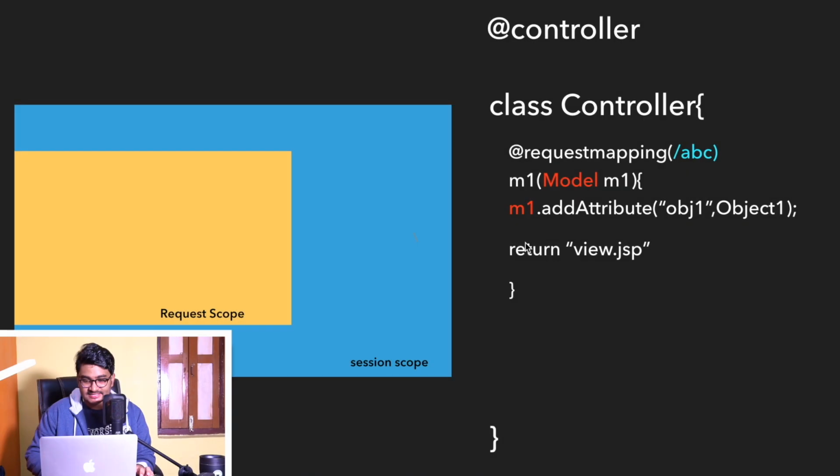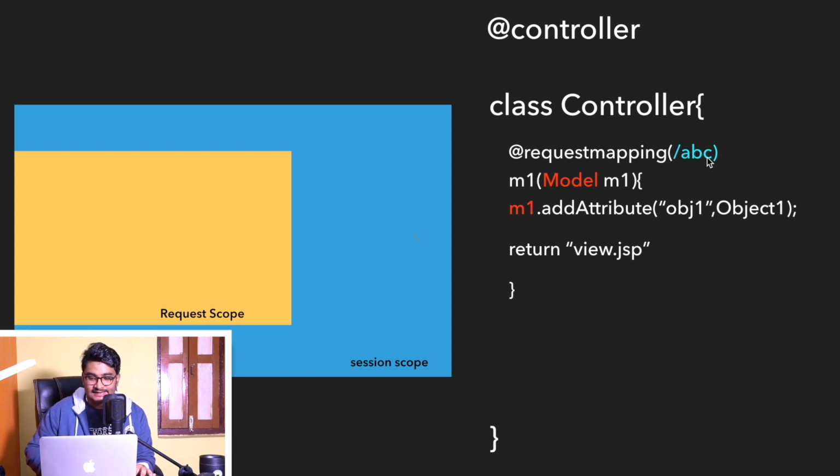Now this is the same example. We have a controller class and a method called M1, and this M1 method has a model object, and we are adding object 1 to the model. As this object 1 is inside M1, which is my model object, obviously an object will be created inside the request scope whenever somebody hits this particular URL.